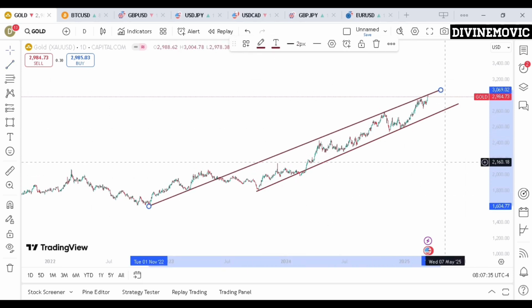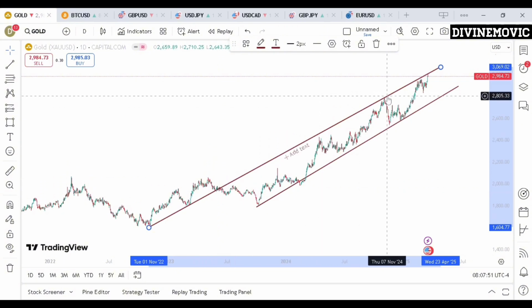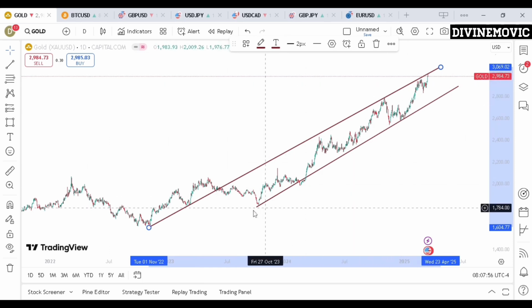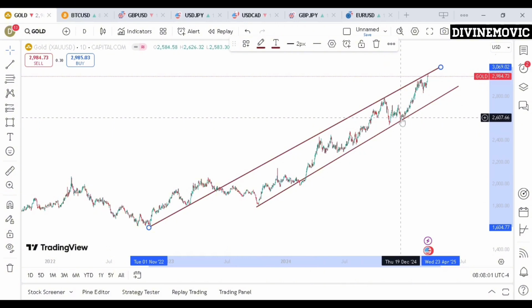Now, the reason why this support and resistance is very valid is because it has at least 3 or more touches on each particular level. In this case, 1, 2, 3, 4, 5, 6 touches on this particular resistance level. And for the support level, there's 1, 2, 3, 4, 5, and 6 touches, which means this is a very valid support and resistance.